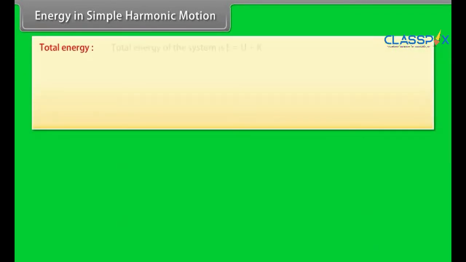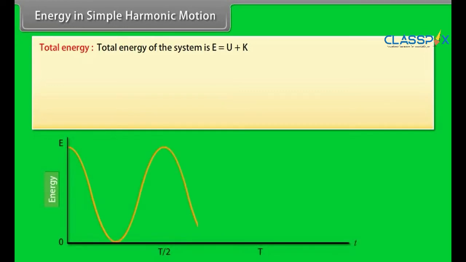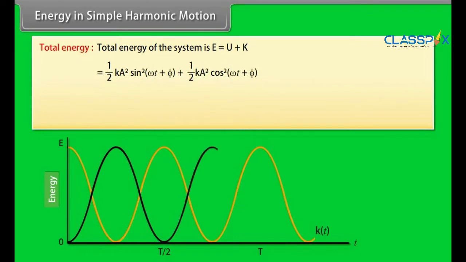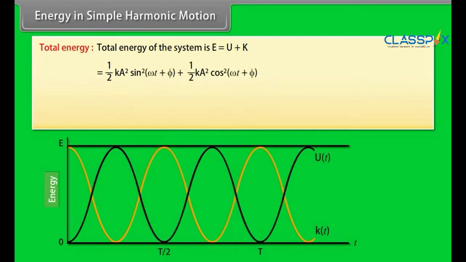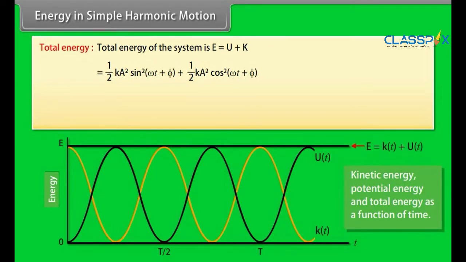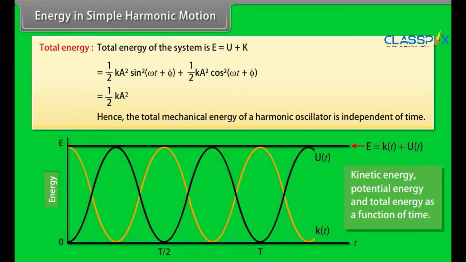Total energy. Total energy of the system is E is equal to U plus K is equal to half K A square sine square (omega t plus phi) plus half K A square cos square (omega t plus phi) is equal to half K A square. Hence, the total mechanical energy of a harmonic oscillator is independent of time.